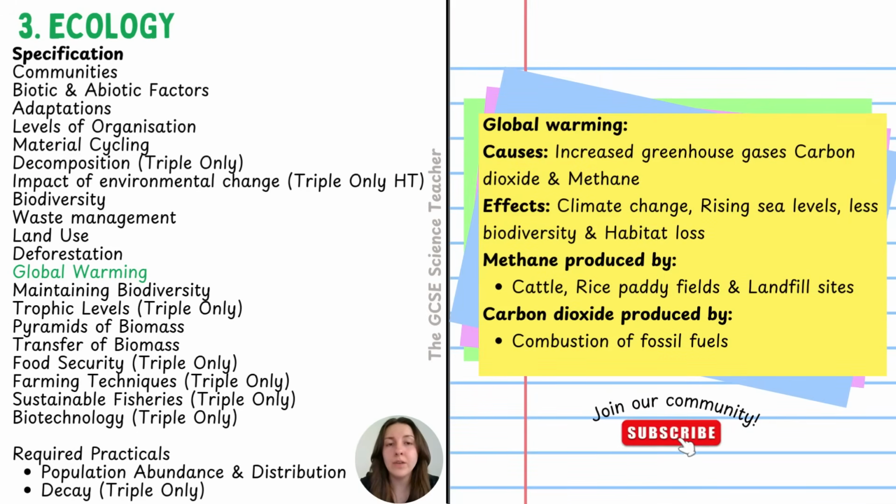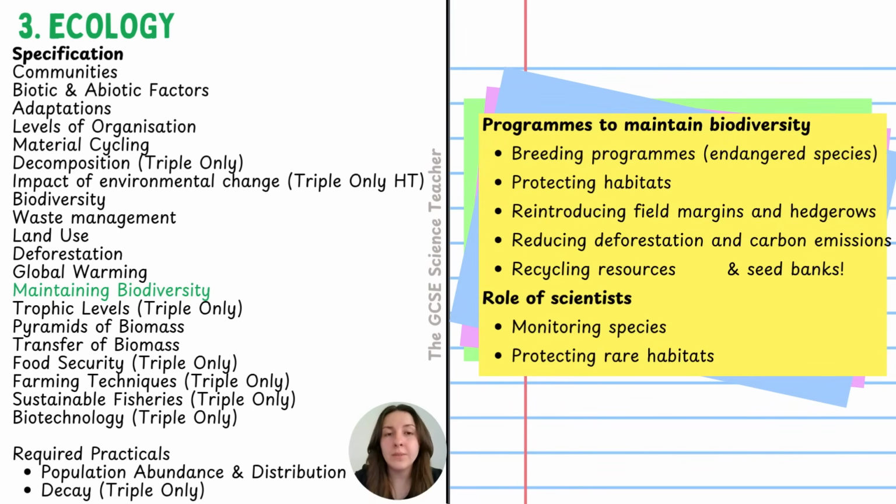Global warming causes are increased greenhouse gases, carbon dioxide, and methane. The effects are climate change, rising sea levels, less biodiversity, and habitat loss. Methane is produced by cattle, rice paddy fields, and landfill sites, and carbon dioxide is produced by combustion of fossil fuels. Programs that maintain biodiversity include breeding programs for endangered species, protecting habitats, reintroducing field margins and hedgerows, reducing deforestation and carbon emissions, and recycling resources.